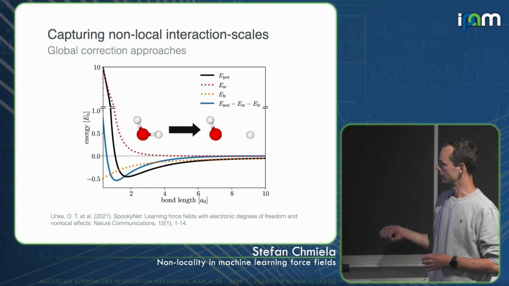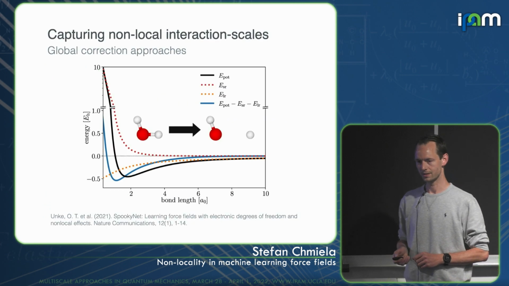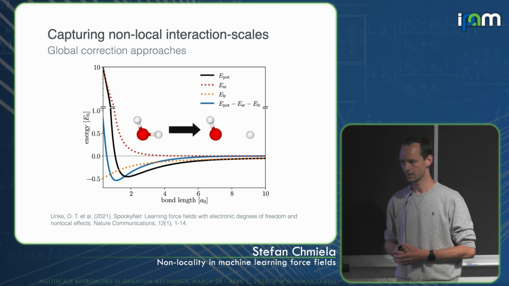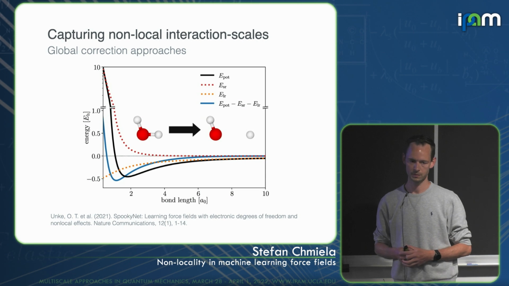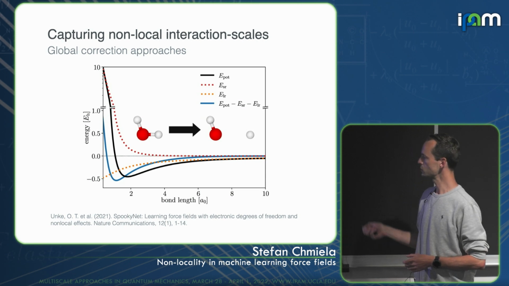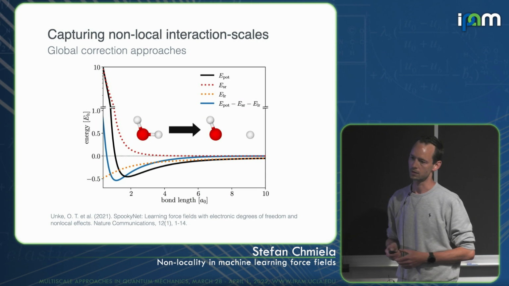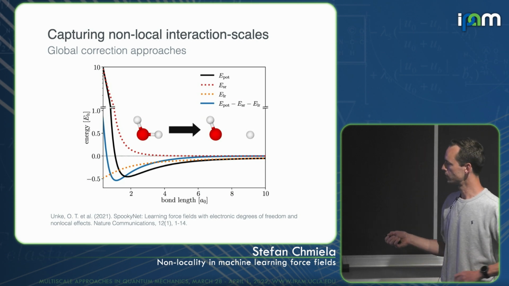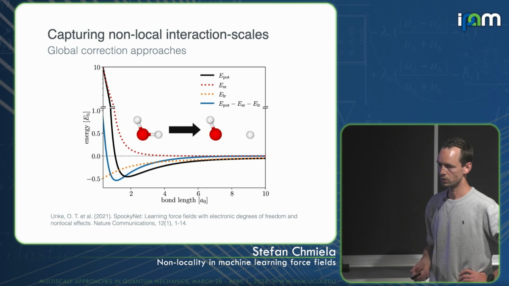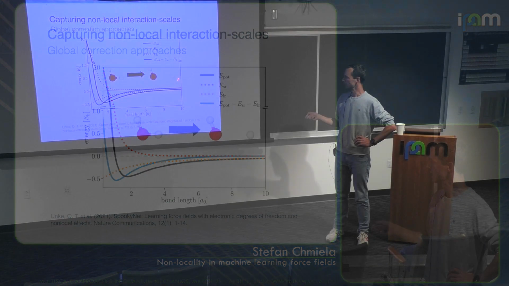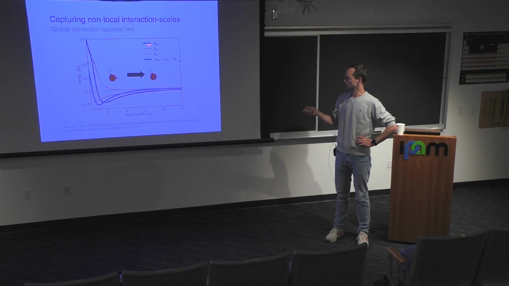People have been working on this before. This is a problem that has been recognized: non-local effects, and how to incorporate them into machine learning models. Again, they use something that has been known in computational chemistry, where they try to fix the asymptotic behavior of this local machine learning potential by imposing a correction term.